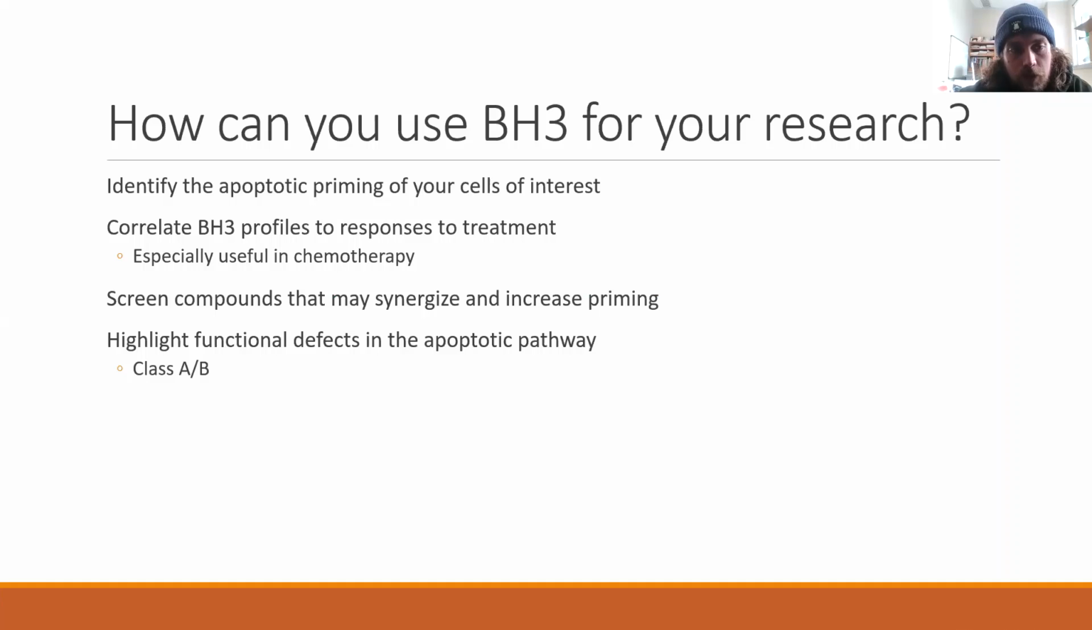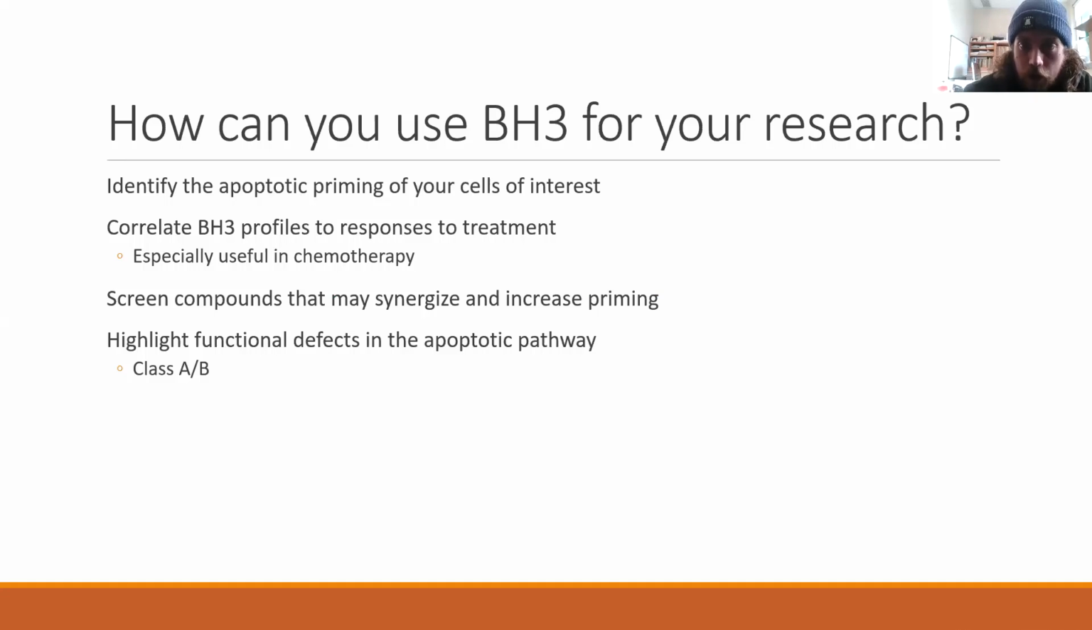You can also correlate BH3 profiles to responses to treatment, either in your cells or even in patient responses, if you're using primary patient samples. That's especially useful in our lab in chemotherapy, where I can analyze a patient sample with BH3 profiling and then look at how that patient responded to actual treatment. And you can correlate that cells that are pro-survival and resistant to treatment have these more or less primed.